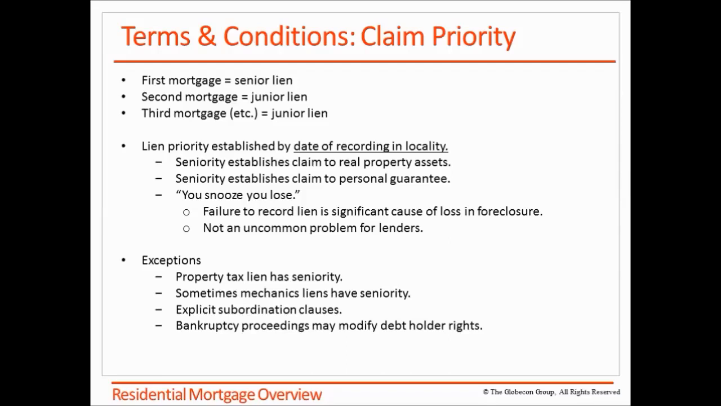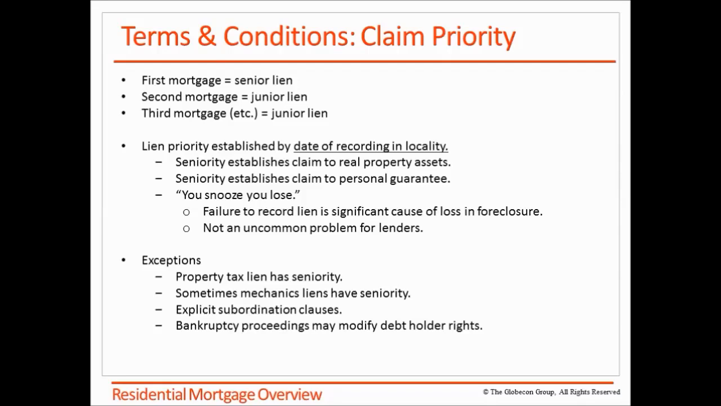Now, with lien priority or claim priority, there are a few exceptions. A property tax lien has seniority over everything, and it doesn't matter when that was filed. Sometimes mechanic liens have seniority, explicit subordination clauses will take priority, and bankruptcy proceedings may modify debt holder rights. So if you go through a bankruptcy proceeding, the judge might say how the debt holder rights are to be established, and that might throw out any senior and junior lien positions. So that's a little bit about claim priority when we start looking at senior and junior liens.